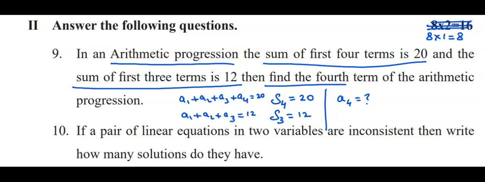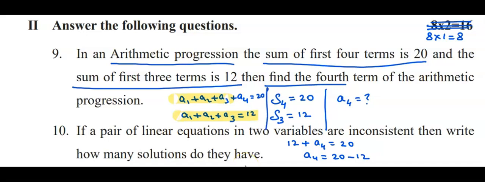Now what we can do here? Very simple. See here children. We already know that A1 plus A2 plus A3 is how much? We have already done here. That is equals to 12. Now shall we substitute in place of A1 plus A2 plus A3 is equals to 12? 12 plus A4 is equals to 20. Then fourth term is A4 is equals to 20 minus 12.